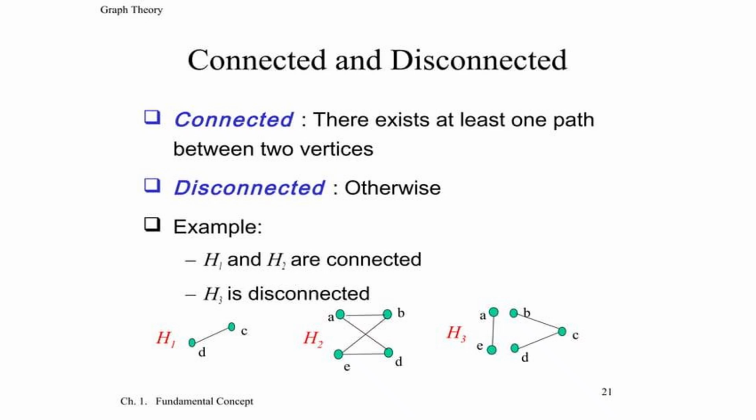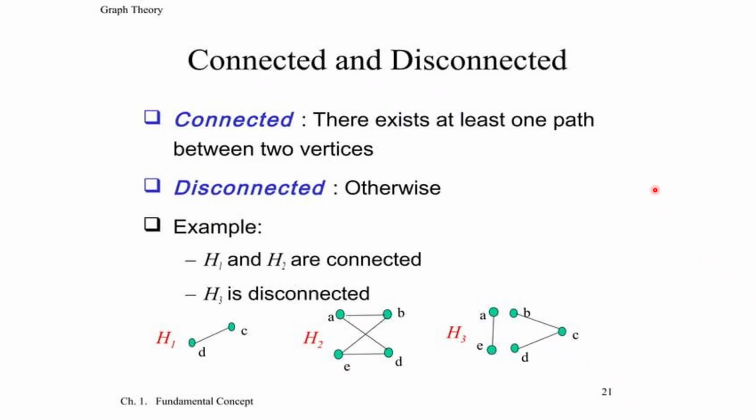We have learned about paths and how to travel through a graph. Now let us use that idea to answer a very important question. Is a graph all in one piece, or is it broken into separate parts? This is the concept of connected or disconnected graphs. A graph is connected if you can travel from any vertex to any other vertex in the graph. The formal definition says there exists at least one path between every pair of vertices.